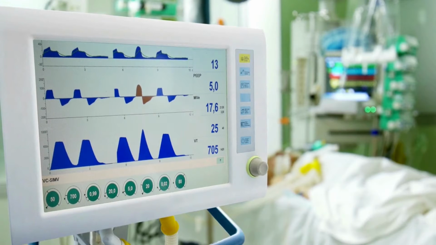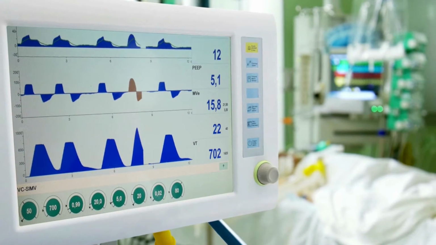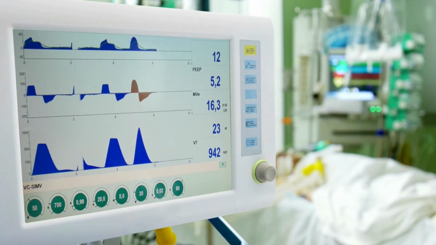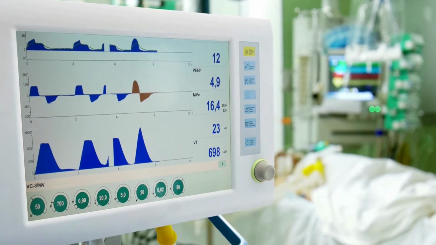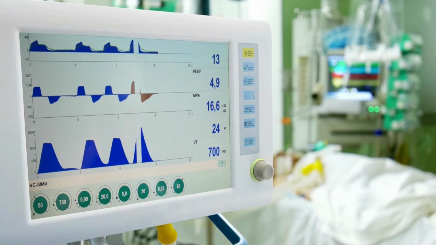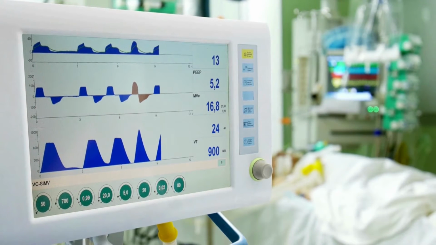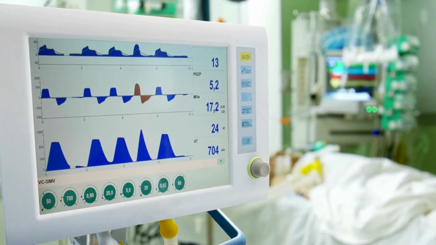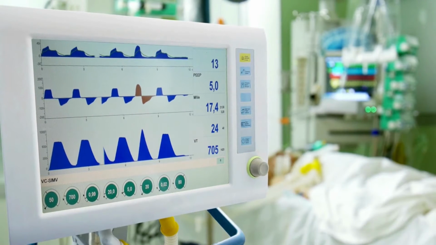Here we can regulate the TV or tidal volume, which is the amount of air in each breath, the rate or how fast or slow they breathe, the FiO2 or how much oxygen they are getting, and finally the PEEP or positive end expiratory pressure, or how much pressure is used to open the airways or alveoli. This will help keep the airways open in a patient.